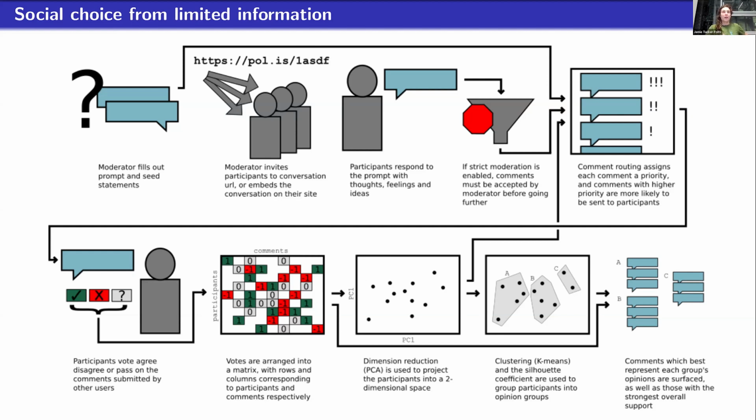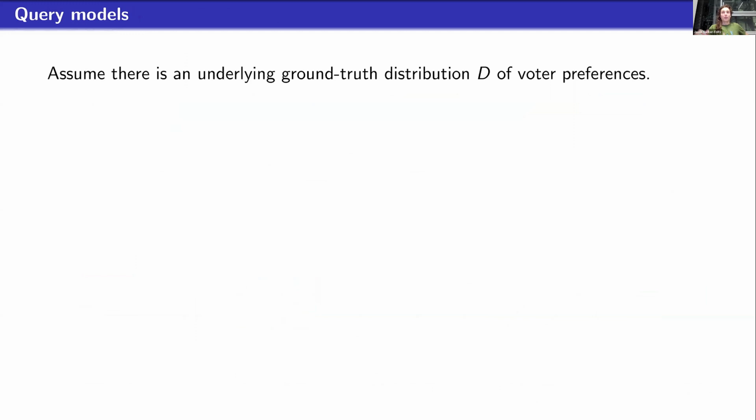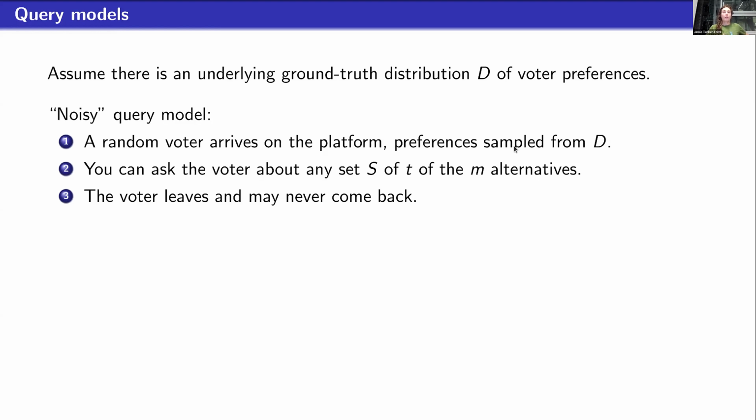Thank you. Okay. So here's how we're going to model this problem. We're going to assume that there is some underlying ground truth distribution D of the voter preferences. So this is like one of those tables that describes how many people have each type of preference. This is unknown to the algorithm that's trying to aggregate these preferences. Instead, it can submit queries. The basic, most simple model is kind of what happens on a platform like Polis. A random voter arrives, and so that's like sampling a ranked order or approval order from this distribution D.